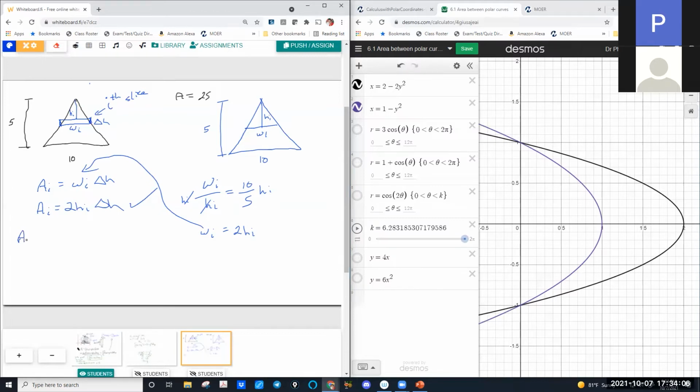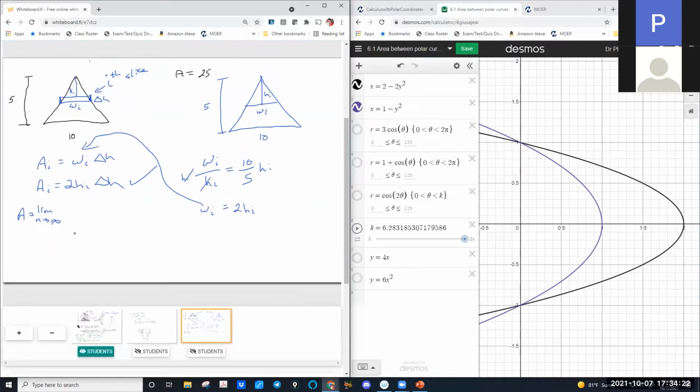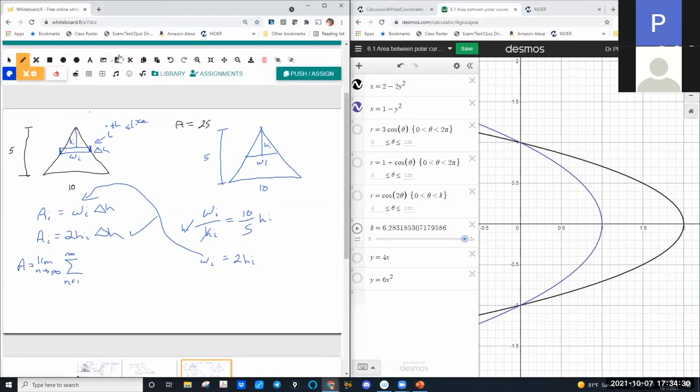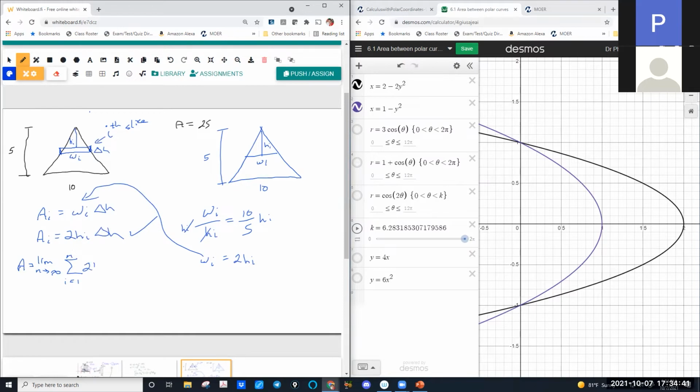Now I'm going to write it up as a Riemann sum this time, but guys, you do not have to. We're trying to get to the point where we can actually skip this step, so we won't do this every time. But I want you to see the transition, what's happening, at least on these first few examples. So n goes to infinity. Excuse me, I could have put that in there to begin with, but since I put the limit out front, let's do this. The sum from i equals 1 to n of 2 h sub i delta h.